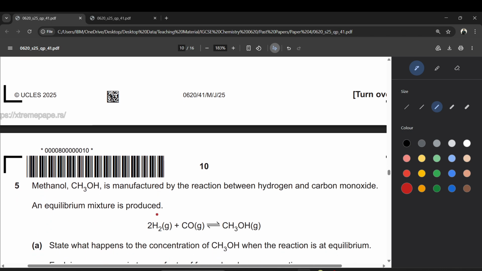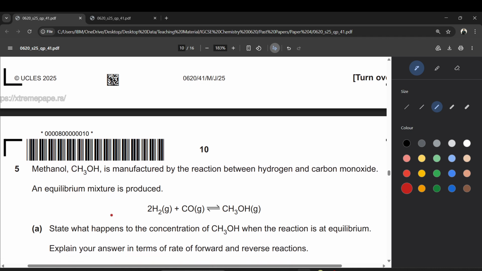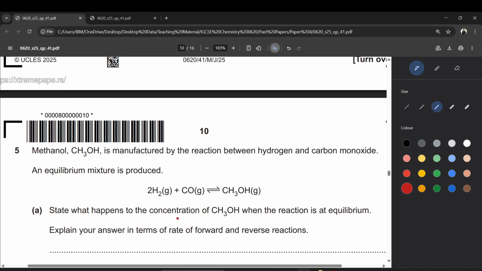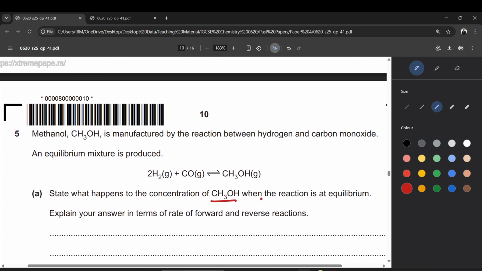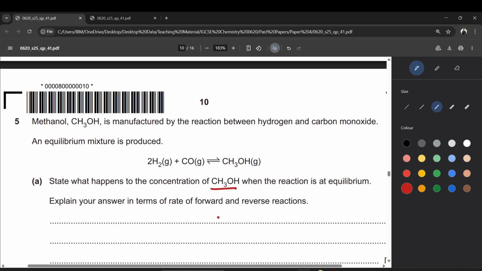Okay, question number 5. Methanol is manufactured by the reaction between hydrogen and carbon monoxide. An equilibrium mixture is produced. State what happens to the concentration of methanol when the reaction is at equilibrium. Explain your answer in terms of rate of forward and reverse reactions.